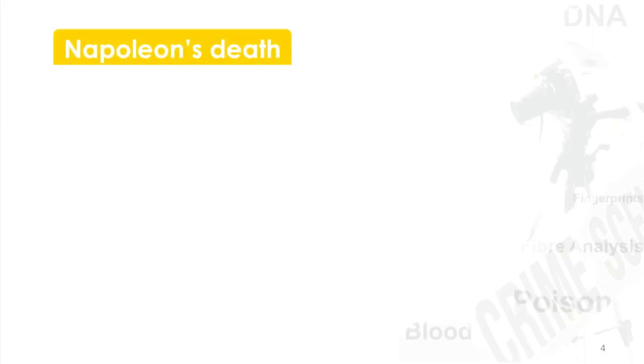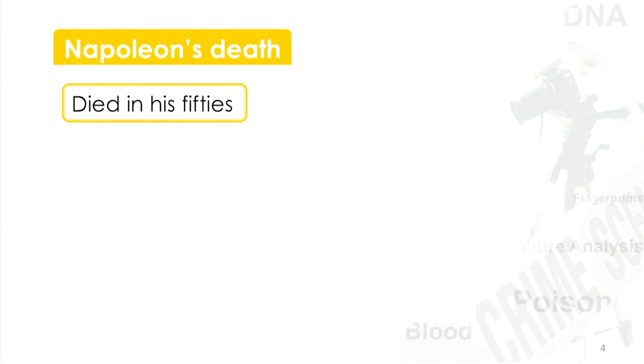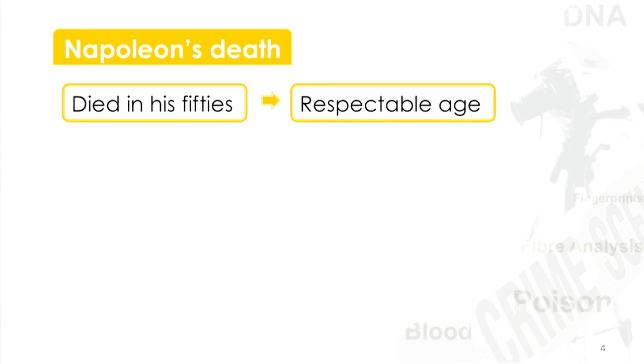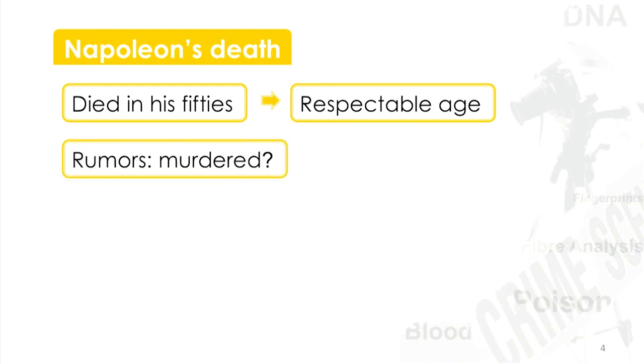When he died, he was in his 50s. And for someone who had a fairly tough life riding around battlefields in the early 19th century, that was quite a respectable age. But even so, after his death, rumors started to go around that his death may not have been entirely natural.